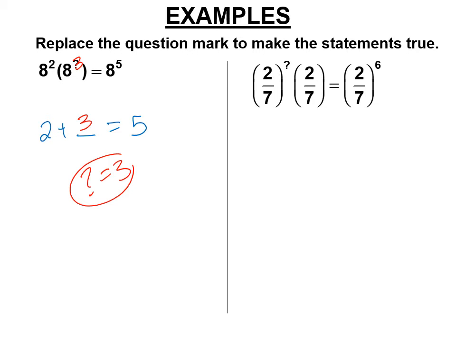Same thing here. So what's the question mark? Well, if we know there's a 1 there, because there's nothing there, it's not a 0, it's a 1. So what's the question mark got to be? It's got to be a 5, right? The question mark here has to be a 5. 2 sevenths to the 5th times 2 sevenths is 2 sevenths to the 6th.